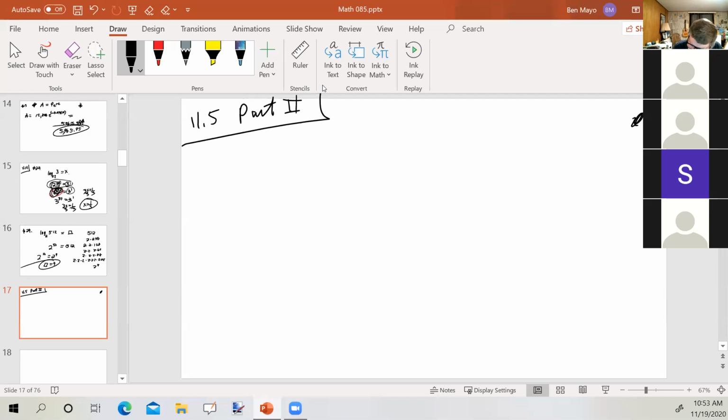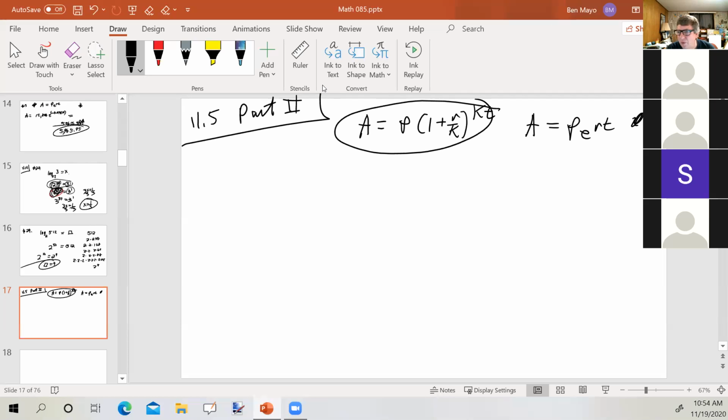So now we're going to look at 11.5 part 2, the sequel. So we've had this formula, A equals P times 1 plus r over k to the kt power. And we've had this formula, A equals P times e to the rt power. The first is for compound interest, that's monthly, quarterly, daily, weekly, annually, whatever. This one is when something is growing or decaying continuously.